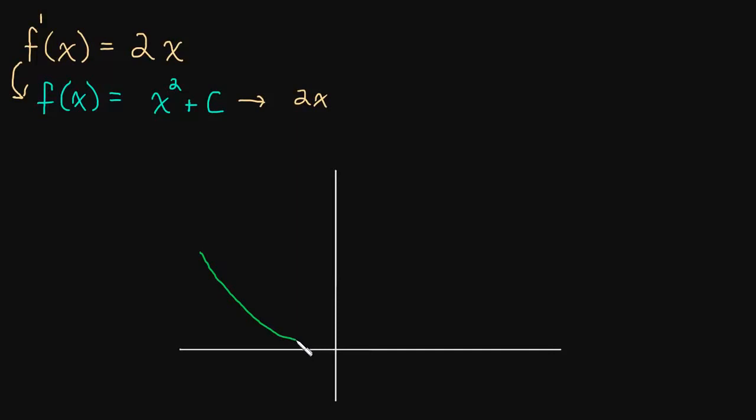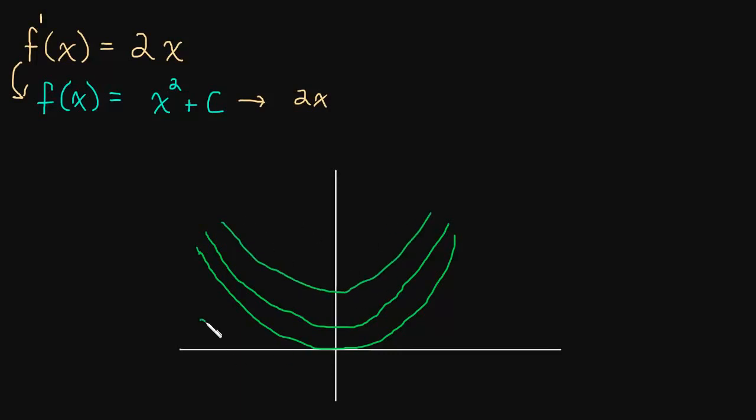X squared plus 0 passes through the origin. So that's one function, an antiderivative of 2x. X squared plus 1 passes through y equals 1. So that's another function, another antiderivative. X squared plus 2, x squared plus pi, x squared minus 3, and so on. All of these are antiderivatives of 2x. Each single one of these is an antiderivative of 2x, and all of them together are this family of functions x squared plus c, where c can be any constant.